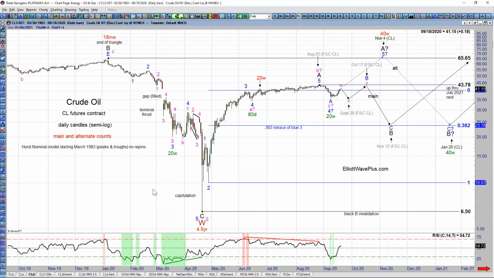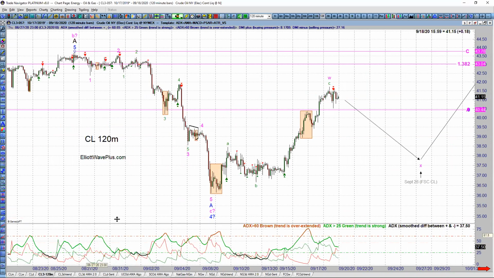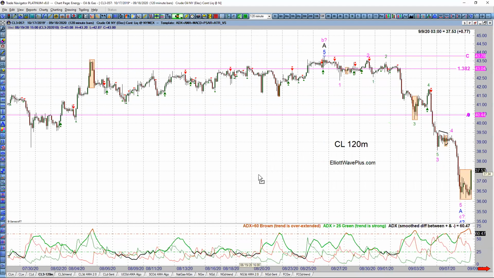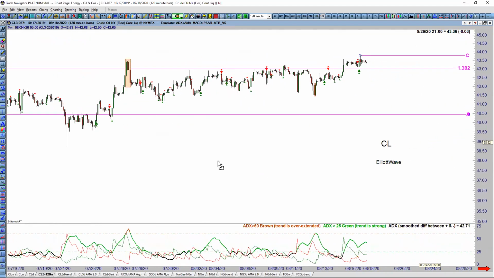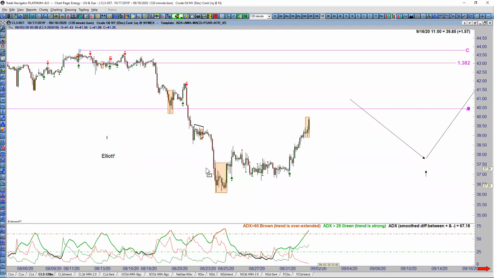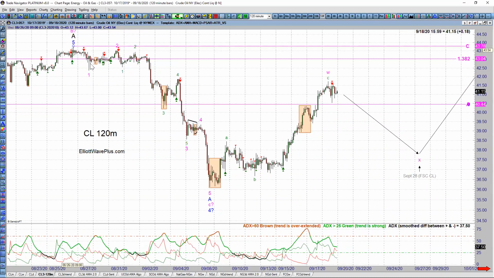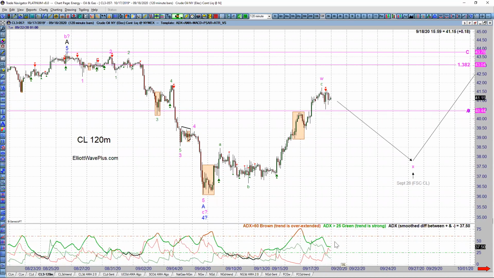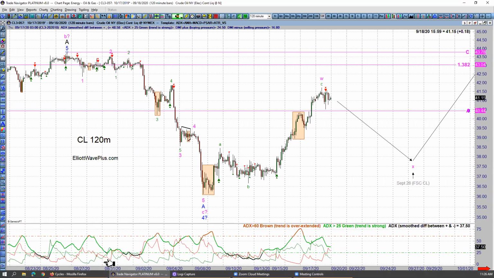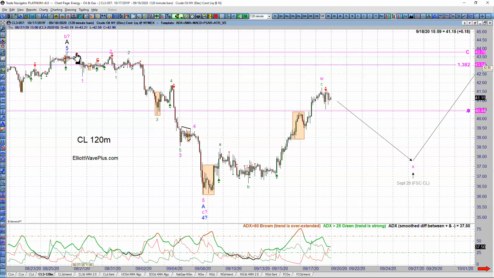It's hard to have a high confidence roadmap here in crude oil. As I have mentioned before, this sideways chop that lasted for weeks and weeks and weeks on end that finally gave way to the downside here looked awful fishy.